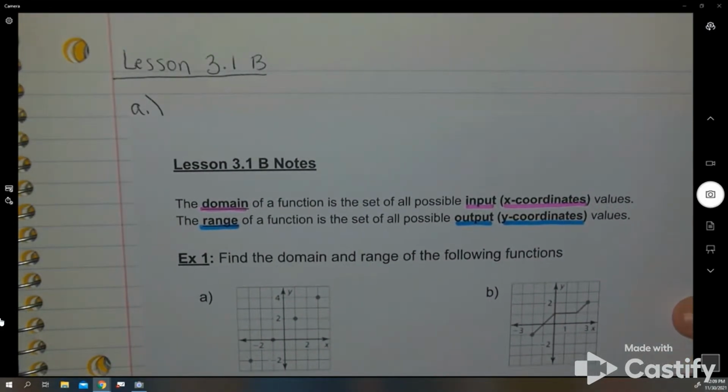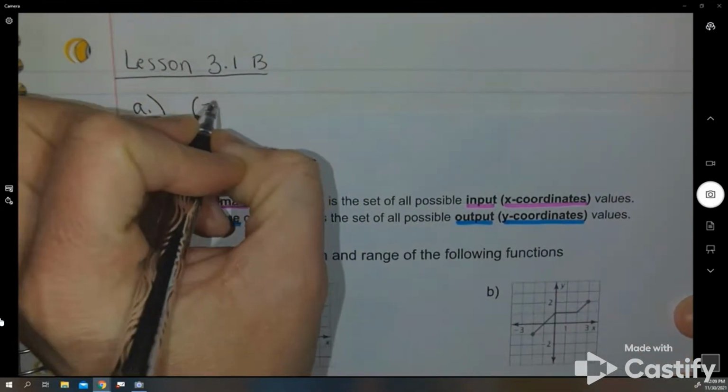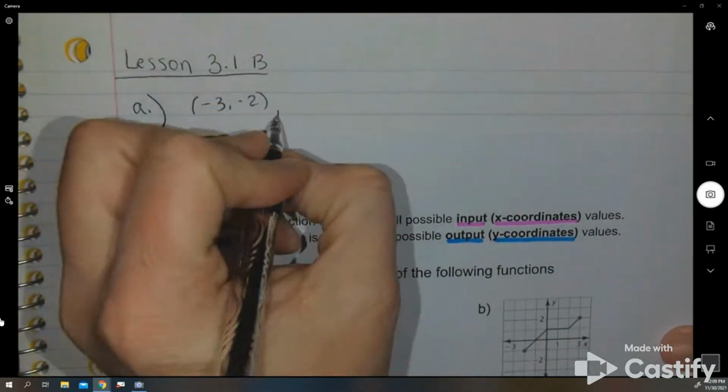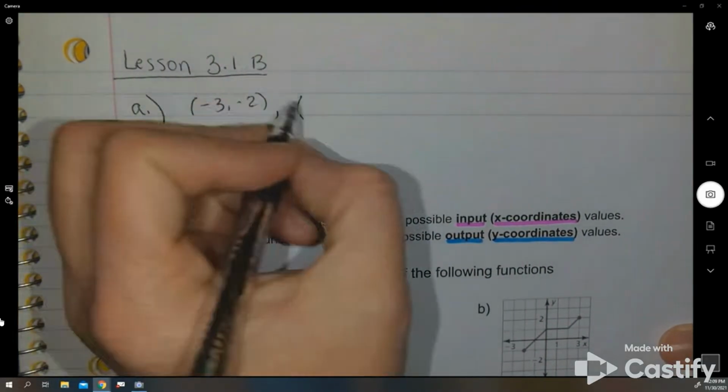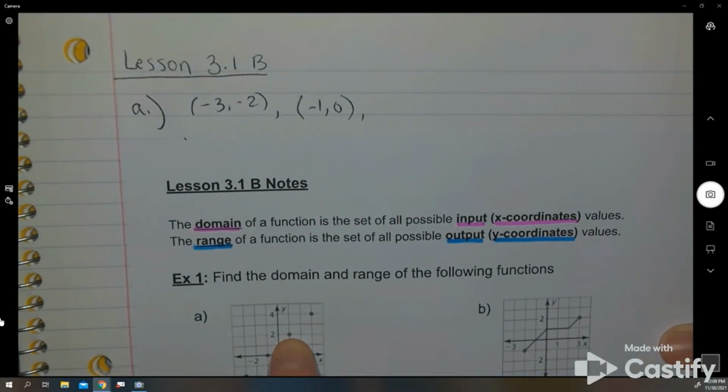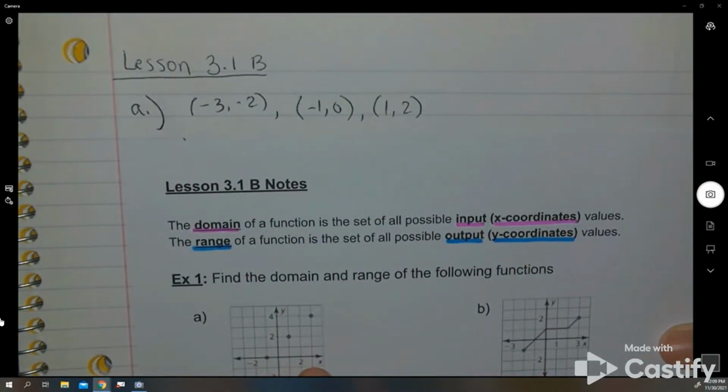So my first point is -3, -2. Then I have -1, 0. I have 1, 2. And I have 3, 4.